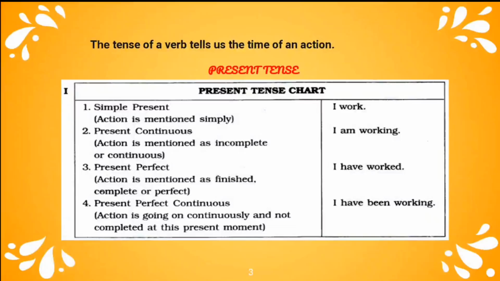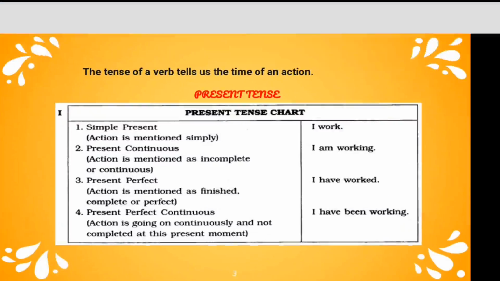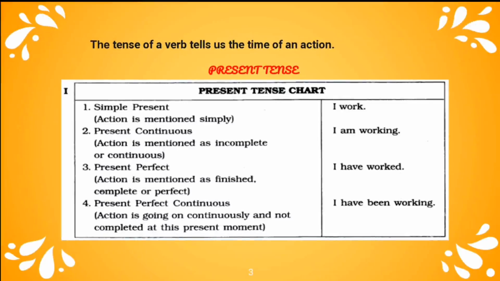For example, I work. I is the subject and work is the action word, or verb. So the action is simply stated. I work. Next is present continuous. In present continuous, the action is mentioned as incomplete or continuous. It is still going on. For example, I am working.